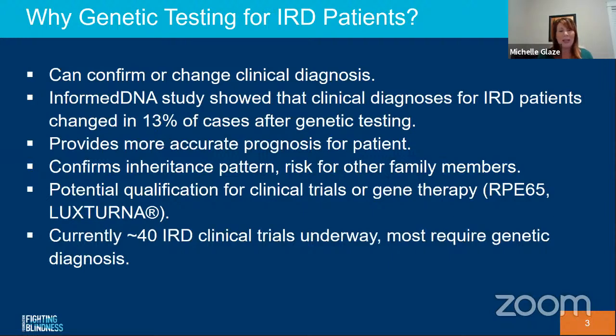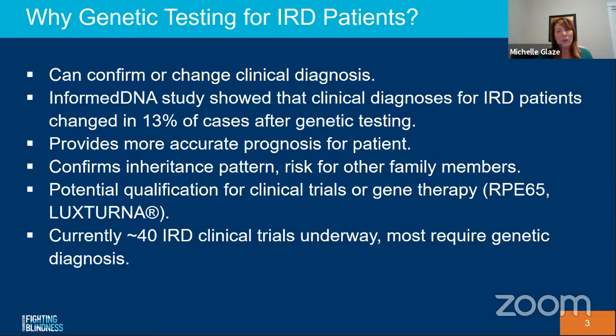Also, genetic testing can potentially qualify patients for clinical trials or the first and only FDA-approved gene therapy that is currently out there and available for patients with mutations in RPE65. This gene therapy is called Luxturna. And I think that this is a really important aspect to the whole program. With the Foundation Fighting Blindness, we really want to provide patients with support and guidance, but most importantly, we want to provide hope.